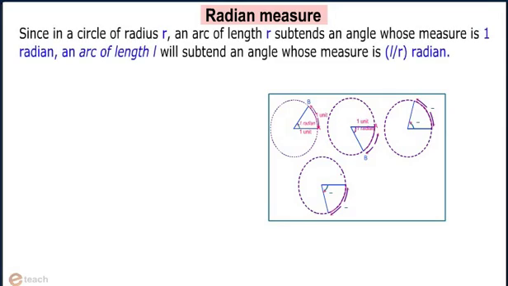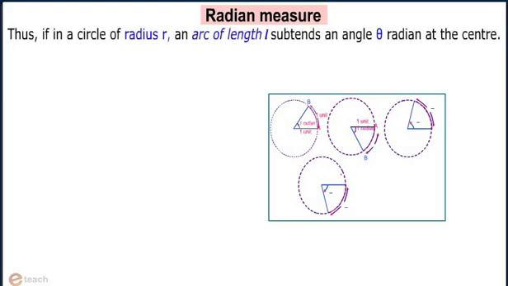Since in a circle of radius r, an arc of length r subtends an angle whose measure is 1 radian, an arc of length l will subtend an angle whose measure is l by r radian. Thus, if in a circle of radius r, an arc of length l subtends an angle theta radian at the center, we have theta equals l by r, or l equals r theta.